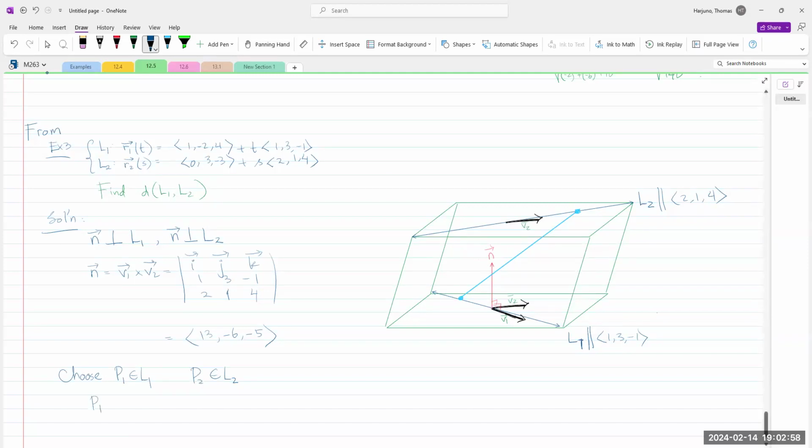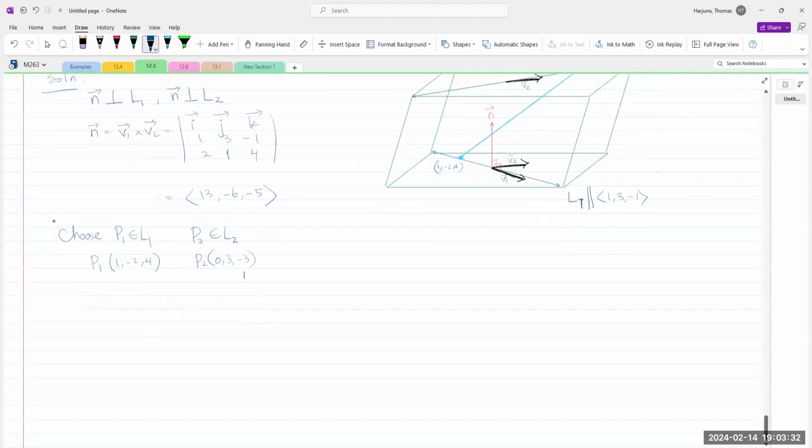Let's say the P1 be, we know that, right? One of the coordinates is 1, -2, 4. Is it right? And another coordinate in line 2 is 0, 3, -3. Is it right? Okay, so 1, -2, 4. Notice that these are actually given in the equation of the lines. So P2 is 0, 3, -3. So the vector P1P2 will be -1, 5, -7.